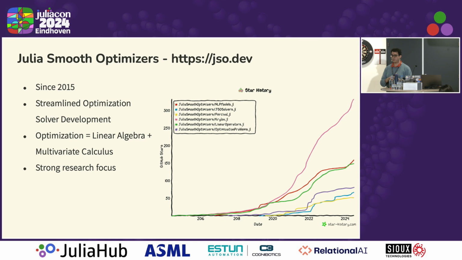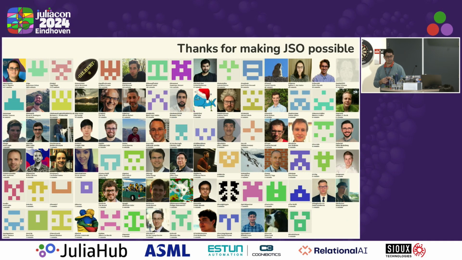We have a strong research focus. I'm a research software engineer now in some other field. But Julia Smooth Optimizers is driven by research, so there are a lot of developments going on. For instance, now we're talking about non-smooth optimization and things using GPU. So if you want to get involved, please check jso.dev. And of course, none of this would be possible without the many contributions that we had over the years. So thanks a lot to all the contributors. So many people to count. Thanks. Just staying a while here just to say thanks to all of you.